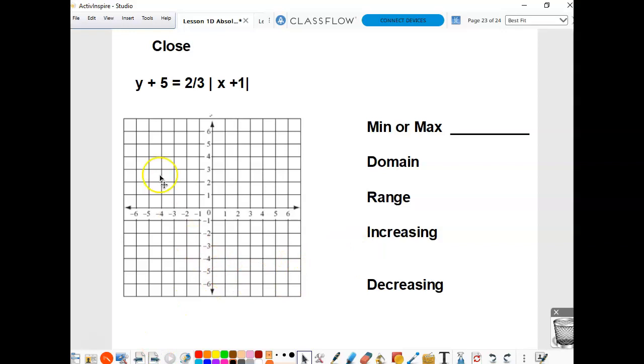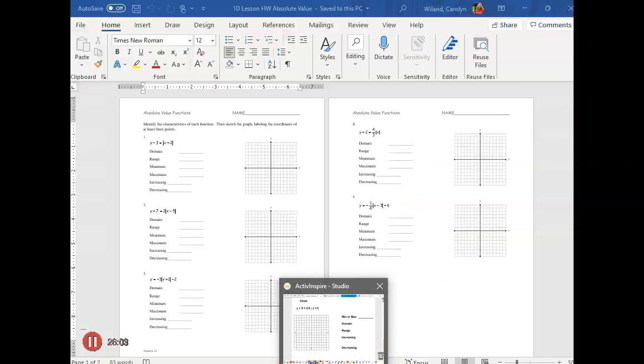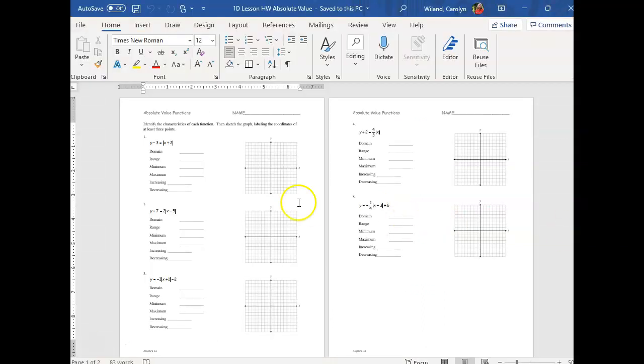All right, so this is the closure for today's class. If you can do this, then you've learned the pieces that we were looking for. All right, your homework assignment is a handout that the substitute will give you. And let me pull up the document here. It looks like this, okay? And you can see it's just like what we've done in class. There's absolute value equations. You graph them, and then you fill in the characteristics. There's 5 of them.